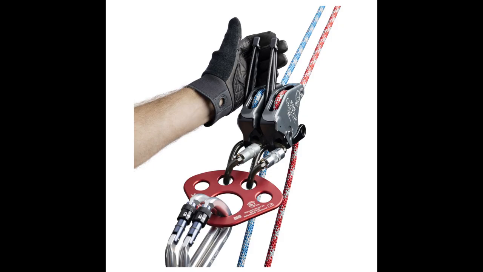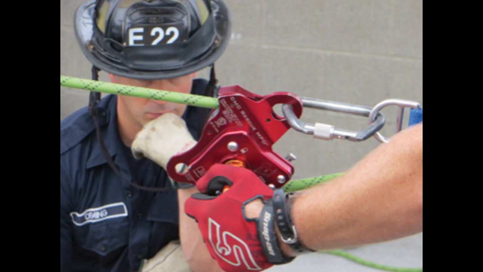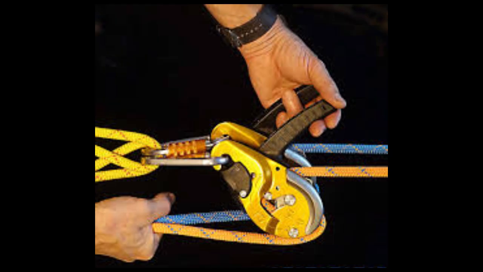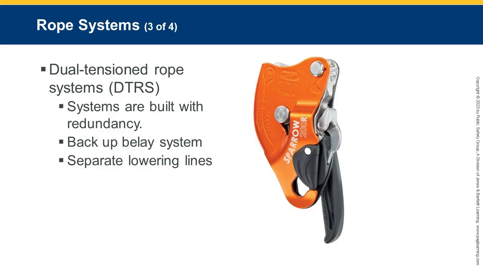One way to add redundancy is with a backup belay system. Even if the primary line fails, the belay system is there to catch the load. Another method is to use two separate lowering lines. Each line shares a portion of the load, but each one also backs up the other. In short, a dual-tensioned rope system is all about planning for failure before it happens. It's a system designed to protect both the rescuers and the subjects, giving you a safe, reliable way to move a load even in challenging conditions.